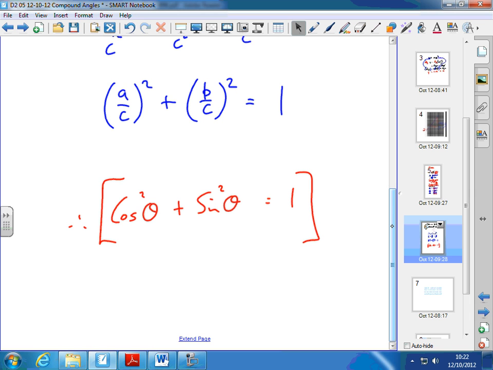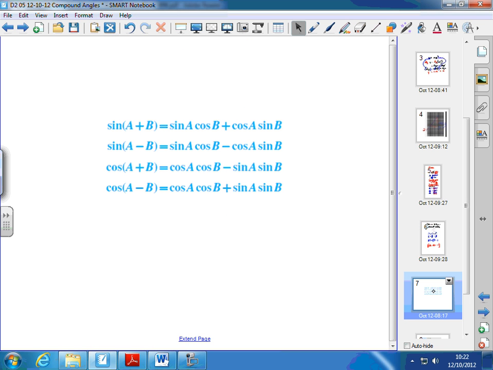Now there's another one that I want to show you, or another 4 that I wanted to show you, and that's these. Compound angle formulae.